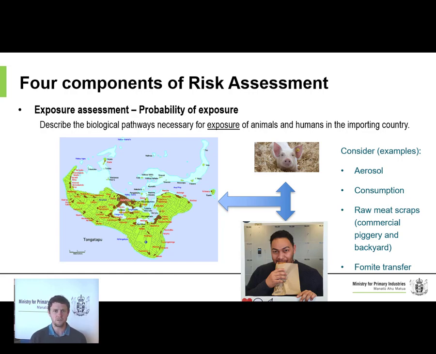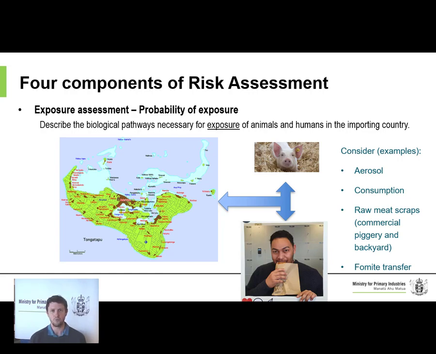Consumption, so what is the likelihood or biological pathways for a human or an animal to be infected with African swine fever through consuming either cooked or uncooked meat. And this is where we need to consider the likes of raw meat scrap. It is quite common for a lot of individuals in New Zealand and the Pacific Island countries to have pigs in the backyard, particularly on our lifestyle blocks, where we may inadvertently put some raw meat into the scrap bucket for a pig to then consume.